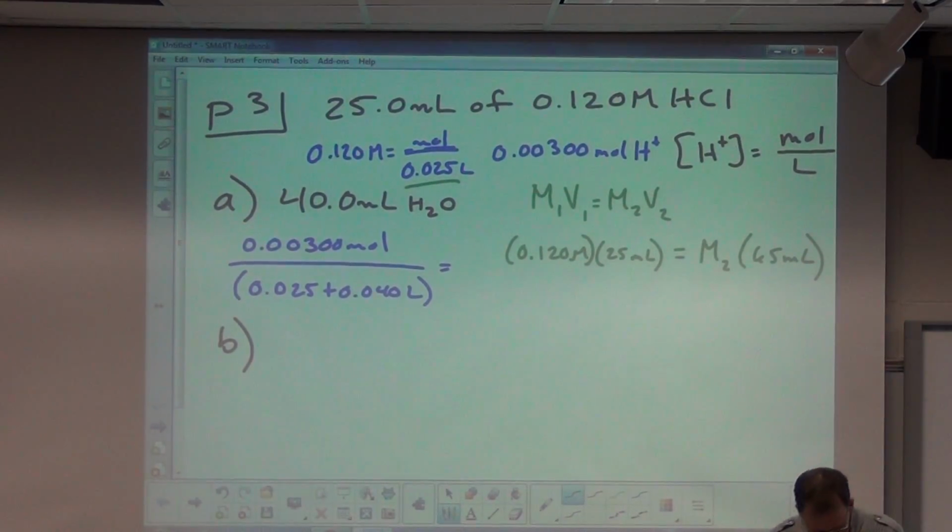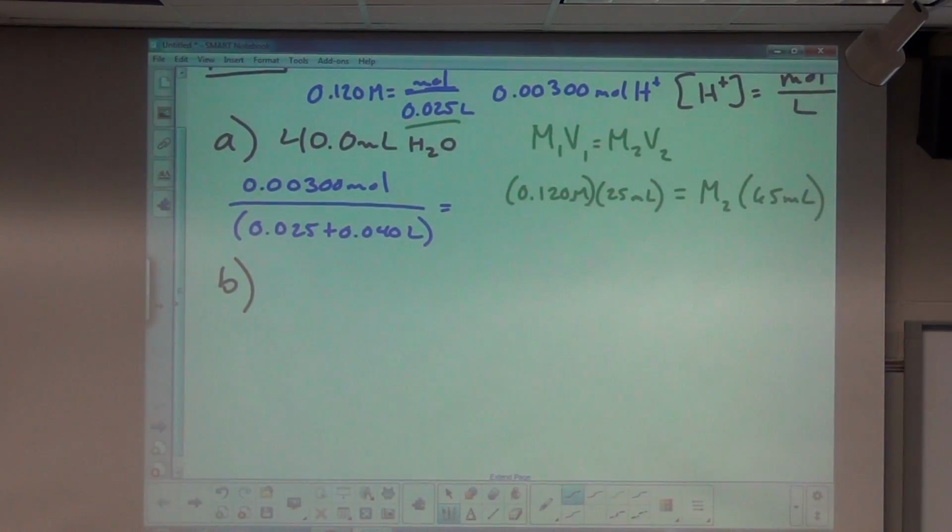They get more complicated. Okay? So, let's talk about the next one. B, a sample of 70 mils of HBr is added. So I have 70 mils.